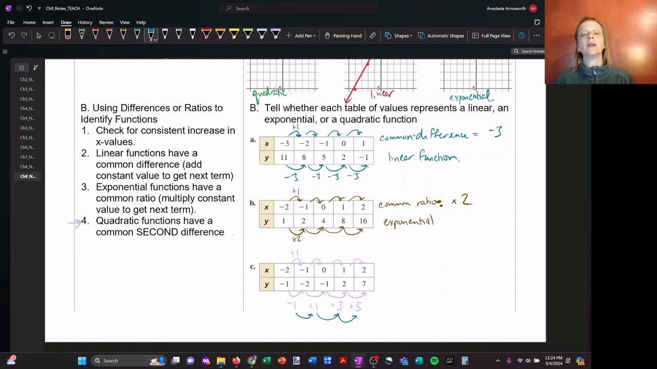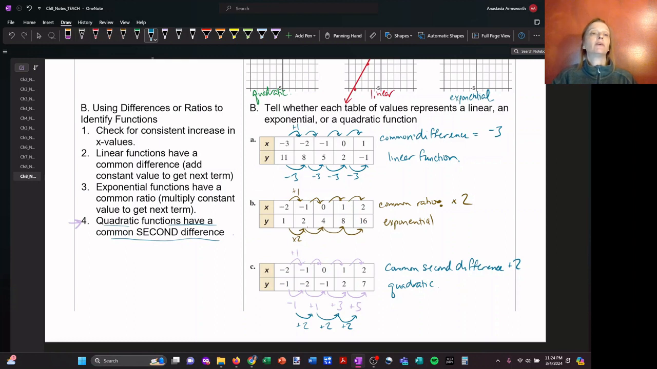So going from -1 to +1, that is adding 2. Going from 1 to 3, that's adding 2. Going from 3 to 5 is adding 2. So quadratic functions have a common second difference of +2. And therefore, this is a quadratic function.